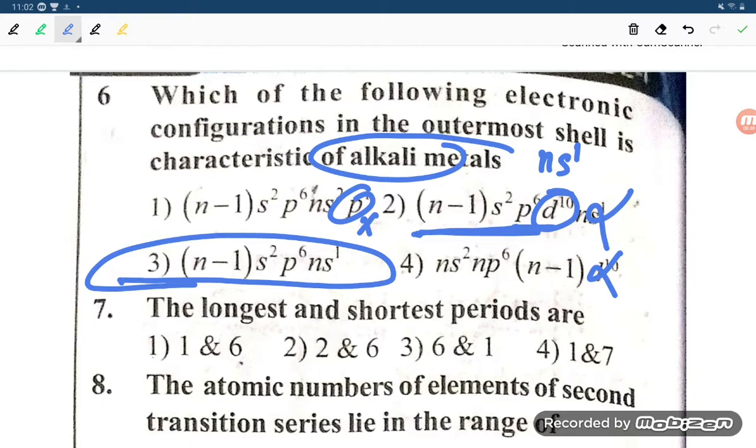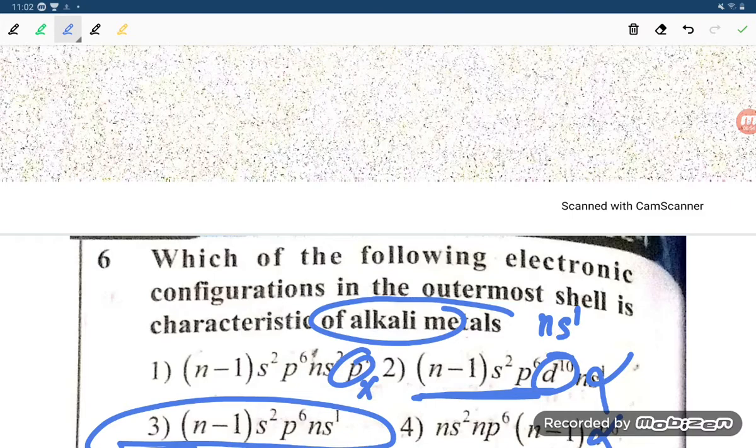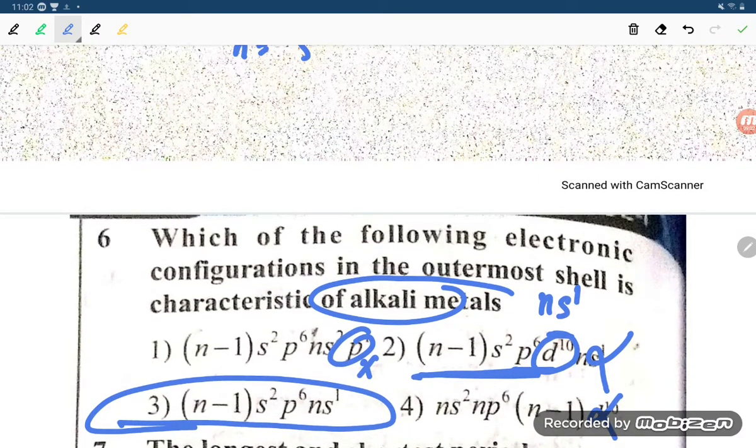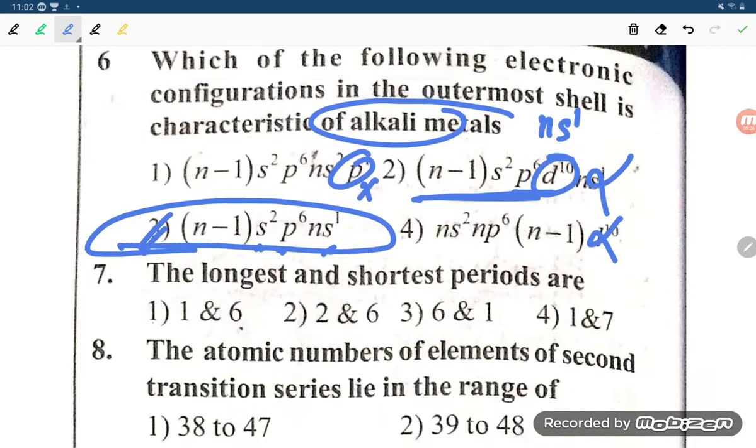Here, if you want to understand the meaning of this question, suppose n is equal to 5. So the last one will be ns1, then np6, then (n-1)s2. That is, if it is 5s1, then 5p6 and 4s2. So this is the most probable correct answer, option number 3.